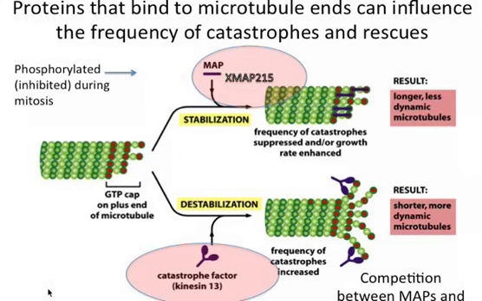And when you think about how there's this competition between MAPs and catastrophe factors, and then there's just the regular dynamics of GTP hydrolysis resulting in catastrophe, you can think back to what the cell looked like when I showed you guys pictures of microtubules moving, bless you. And you saw they were constantly in and out, right? Constantly moving. So you have to think that all of these proteins have a lot to do with it, right? Yes?